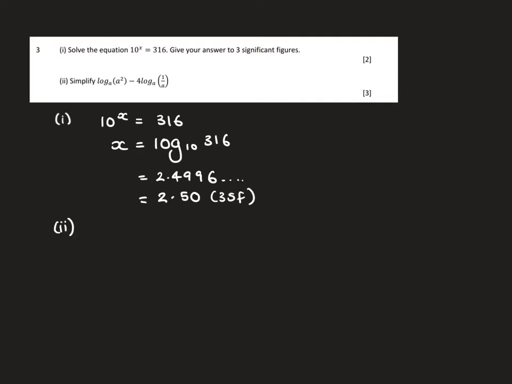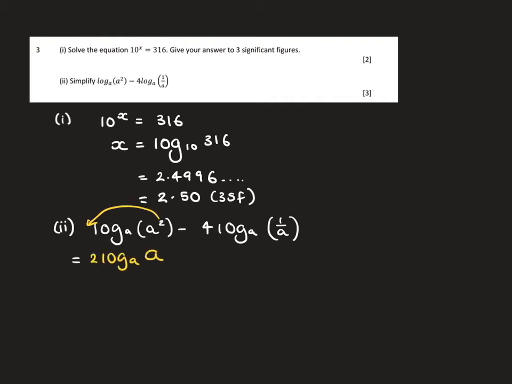Part 2 is testing whether you understand your logarithm rules. So we start with log to the base a of a squared minus 4 log to the base a of 1 over a. We can rewrite this using logarithm rules. 2 log of a, base a, subtract 4 log to the base a, and then I'm going to rewrite 1 over a as a to the negative 1.